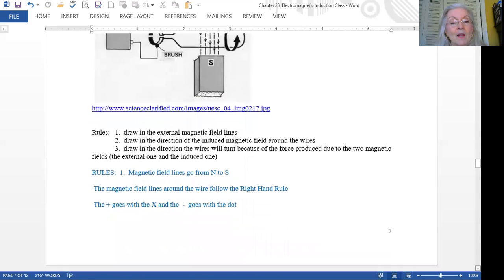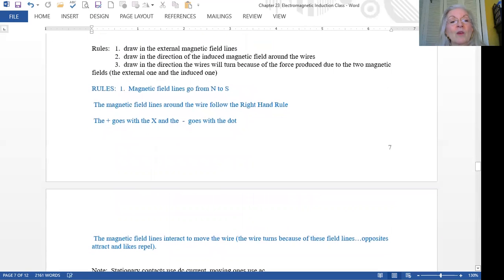So our rules are going to be that we want to draw in the external magnetic field lines. We want to draw in the direction of the induced magnetic field around the wires. And then we'll look at the interaction of those two magnetic fields to decide which way the wire will be forced to turn. And it turns in the direction that these two magnetic field lines make it go.